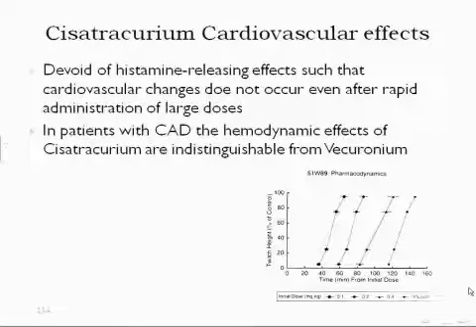Cisatracurium is pretty much devoid of histamine release if you keep it under the normal 0.2 milligrams per kilo dosing. But if you give higher doses, you can get into trouble. Okay, it says it doesn't really occur even after. I would disagree with that. A lot of people would disagree with that. You can see that, and it's written in the book. I didn't agree with that statement, but my opinion would be that I've seen cisatracurium cause histamine release when you give it at 0.3 milligrams per kilo. So you really got to stick with the 0.2. In patients with coronary disease, cisatracurium is indistinguishable from vecuronium, which is pretty effective.